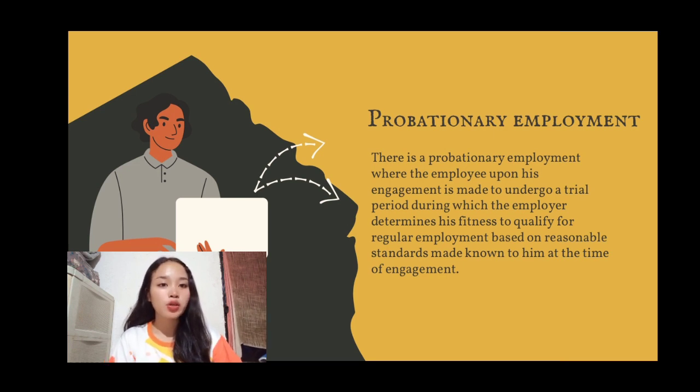So, an example of probationary employment is when a manufacturing company hires a new production worker and sets a probationary period of 3 months. During this time, the worker undergoes training, familiarizes themselves with the production processes, and also demonstrates their ability to meet productivity targets and quality standards. So the employer assesses the worker's performance and suitability for the role based on predefined criteria. If the worker meets expectations by the end of the probationary period, they may be offered regular employment status with the company. However, if their performance is deemed unsatisfactory, their employment may be terminated.